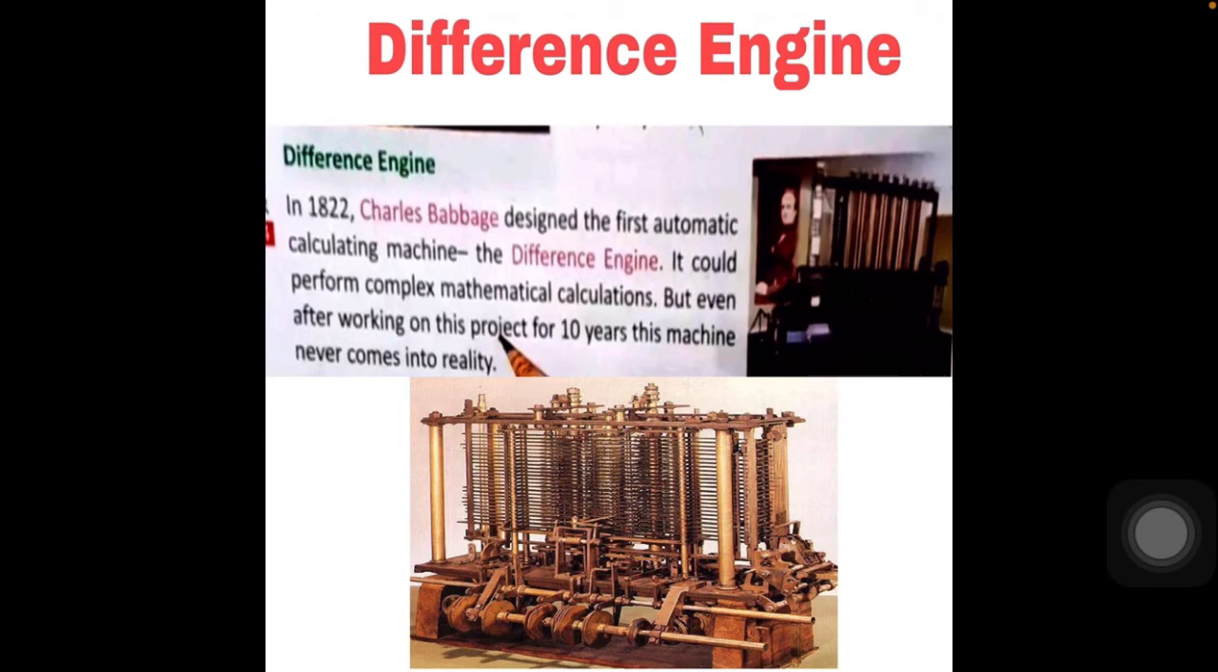Okay. So in 1822, Charles Babbage designed the first automatic calculating machine, named the difference engine, right? It could perform complex mathematical calculations, meaning the toughest mathematical calculations, which could be done in just seconds. But even after working on this project for 10 years, this machine never became a reality. So from that time till today, we have gotten new advanced technology, because the imagination of Charles Babbage looks just like today's computer.